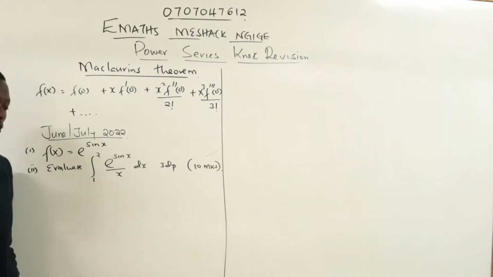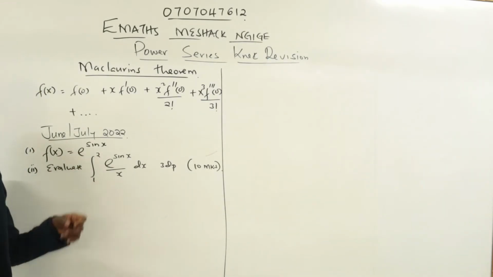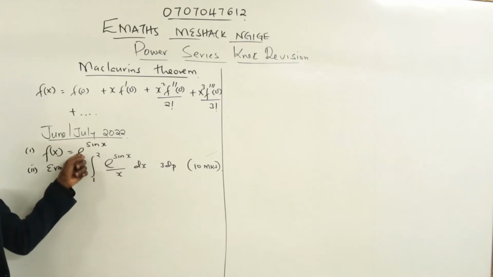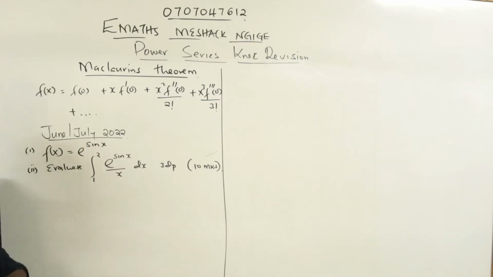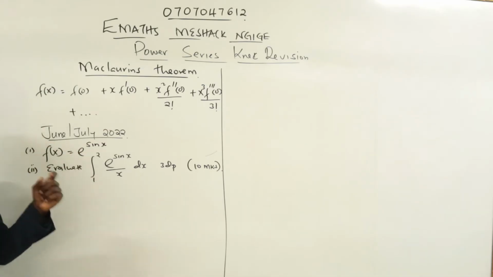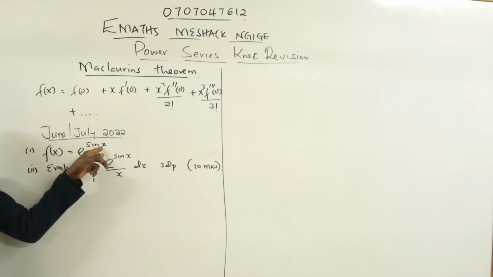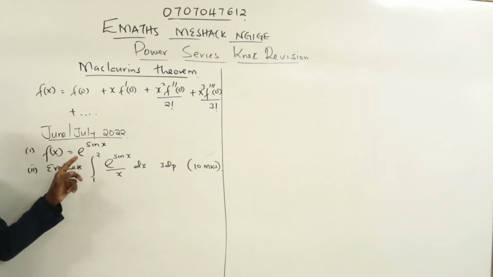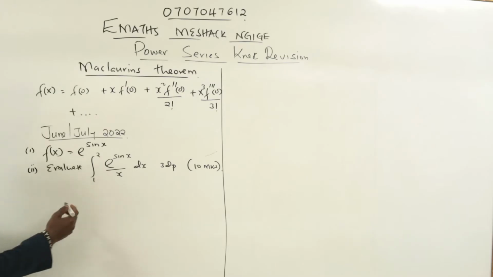The first thing you need to do is identify your type of function. We have an exponent function and we have a sine function. Basically, you should know that this one is a function of a function. That is, sine x is inside the exponent function. Are we together? So the solution.